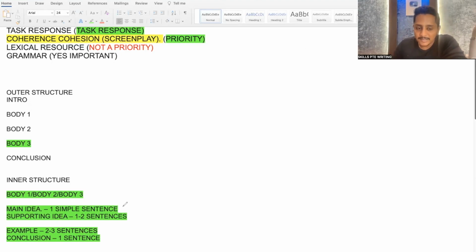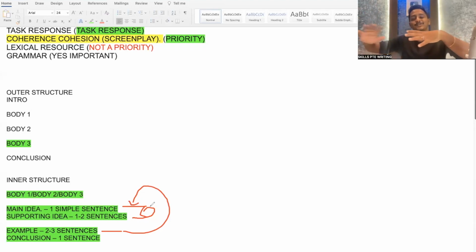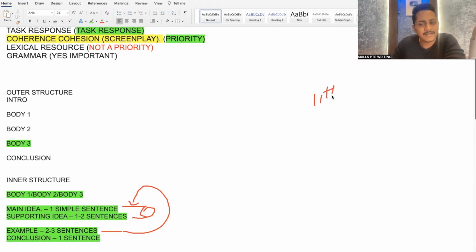Whatever you write in the main idea, the second line, the supporting idea, should talk about the main idea. For the example, whatever 2-3 sentences you write, whatever you wrote in the main idea and supporting idea, it should be an extension of it, in a nutshell. The main idea is the top-level idea. When you talk about it, people will not understand much. It's like you're standing on the 11th floor of the building.